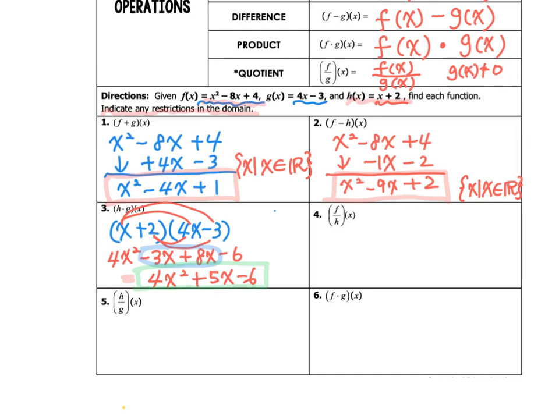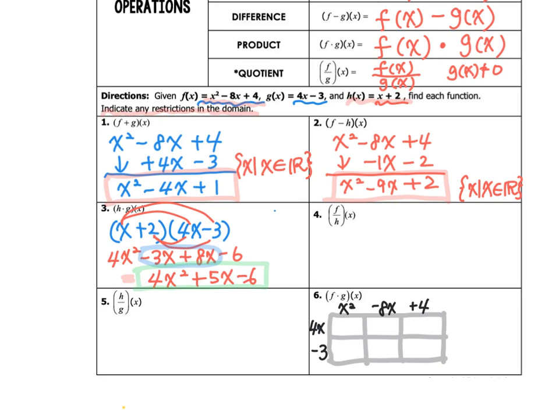Let me draw the box quick. Since f of x has 3 terms, I probably have to draw 1, 2, 3. So I'm going to write down each term for f of x on the top: x squared minus 8x plus 4. And g of x is 4x minus 3.